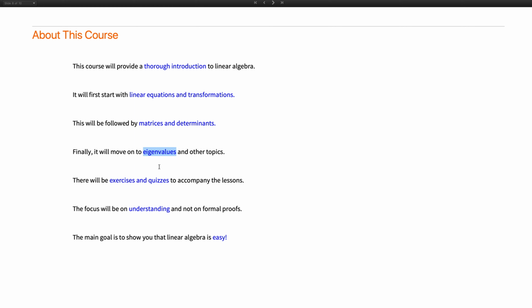Now, to make sure you understand what's going on, we will have exercises and quizzes to accompany the lessons. And as far as proofs are concerned, there will be no formal proofs in the course, and we'll focus on understanding the subject without any proofs. Now, my main goal in all this is to show you that linear algebra is really easy. And I hope that when you're done, you will feel that you've learned linear algebra in a very useful way, and you'll be ready to apply it in your own work, whatever subject it is that interests you.